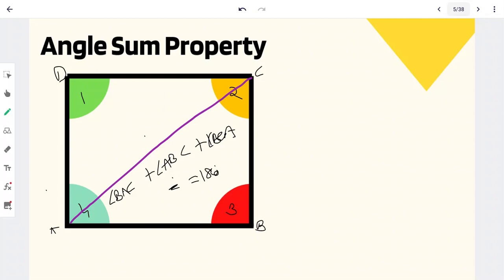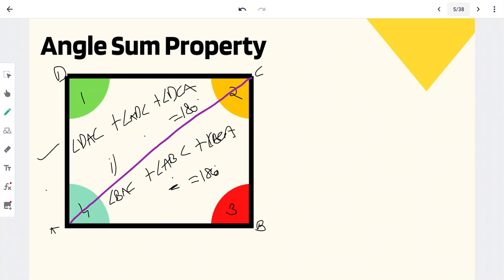Isn't it? Now let's go towards the second triangle. In triangle ACD, angle DAC plus angle ADC plus angle DCA, again it will give me 180 degrees. Correct?